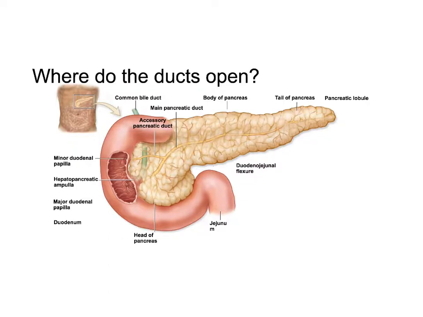Where do the ducts open? Here's the main pancreatic duct. Here's the accessory pancreatic duct. It opens at this minor duodenal papilla, which is superior, and then the hepatopancreatic ampulla is where the hepatopancreatic duct opens. They're going to open in the duodenum.